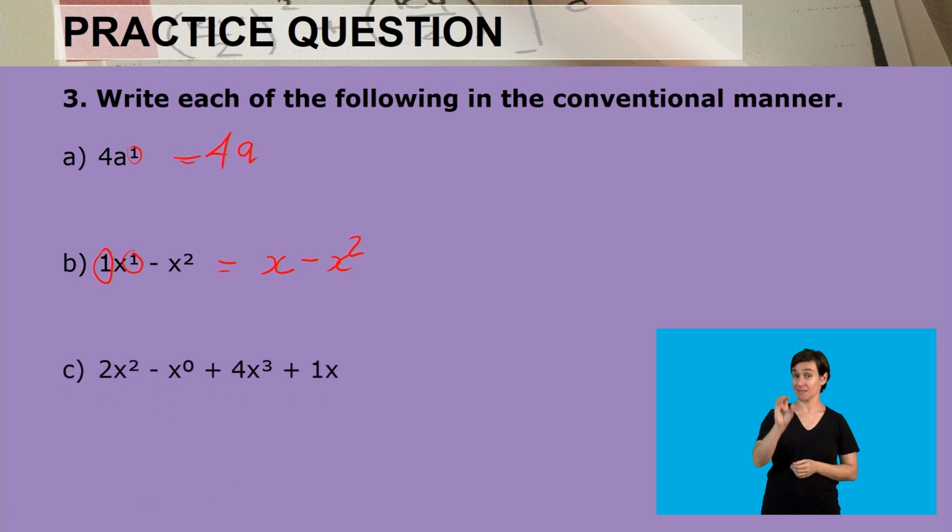2x squared minus x to the exponent 0 plus 4x cubed plus 1x. Look at the expression again. We do not write 1 in front of x as a coefficient. And when we have a variable or any number, except for 0 itself, raised to the exponent 0, the answer is 1. So this expression then would be written as 2x squared minus 1 plus 4x cubed plus x. That is how we write that expression.